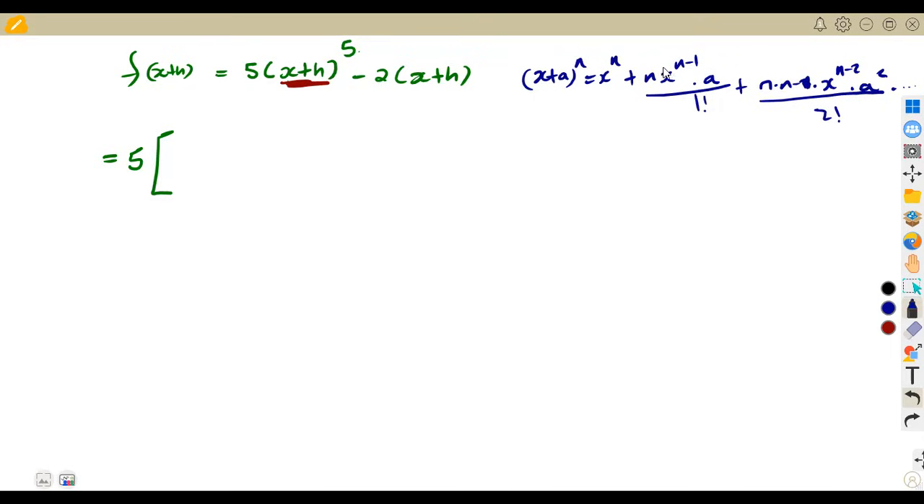But if you do not understand this formula I just explained, it's simply the derivative concept that you're going to apply. You're going to say x is being raised to the exponent of 5. This is the first term to the exponent of n. So you're going to have x to the exponent of 5.